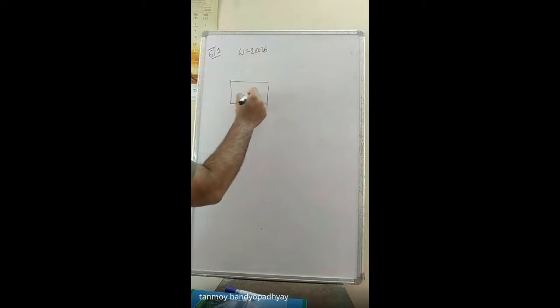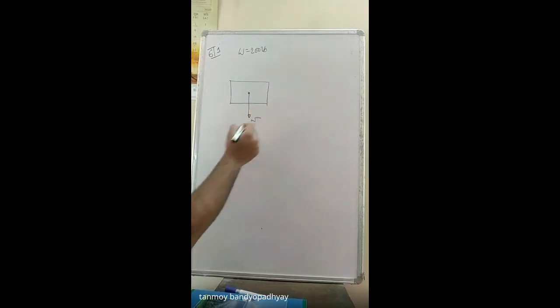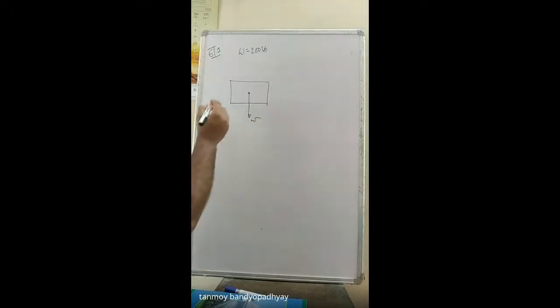Let this be the weight of the body acting downwards. A force P is being applied here. The value of P is 85 pounds. And we need to determine the magnitude of the frictional force exerted by the horizontal surface on the crate.